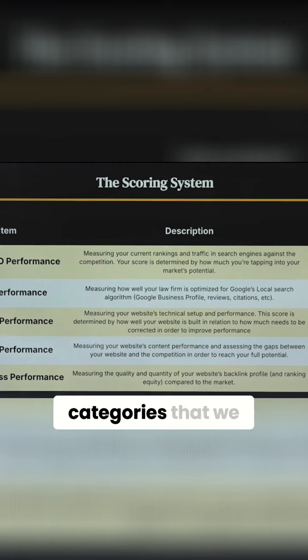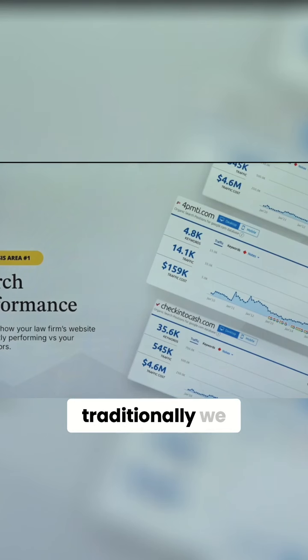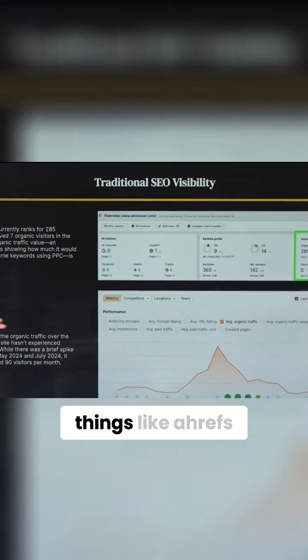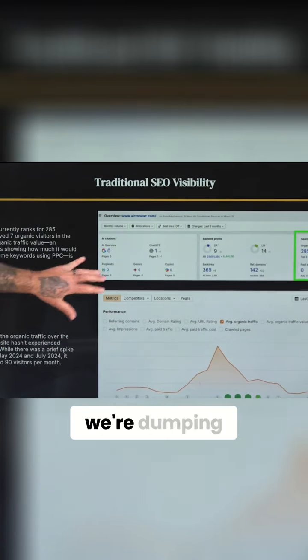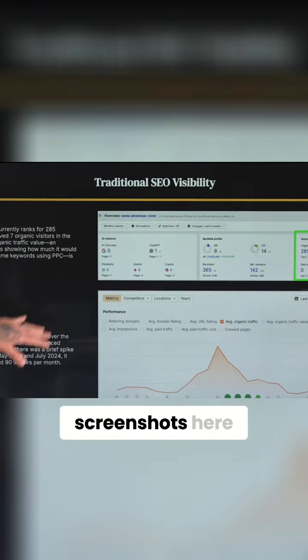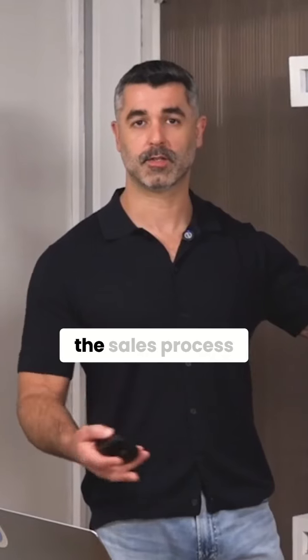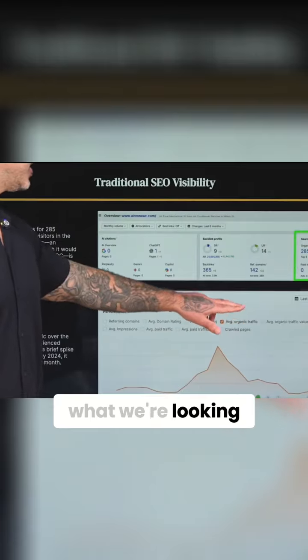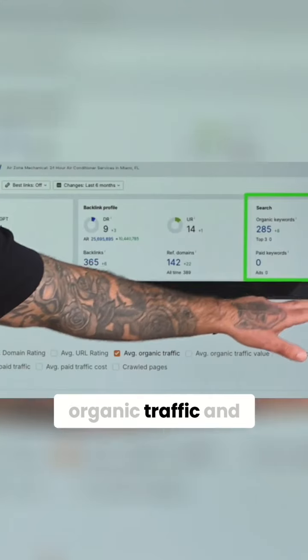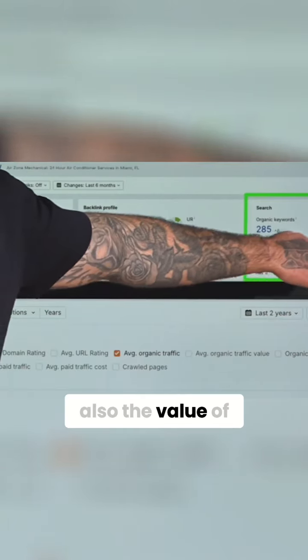These are the 5 categories that we look at. And now traditionally, we start by looking at things like Ahrefs, right? So essentially we're taking the prospect here and we're dumping them in, and then we're getting these 2 screenshots here. And during the sales process, I'm breaking the slide down to them, explaining them. Specifically here, what we're looking at is total keywords, organic traffic, and then also the value of that traffic.